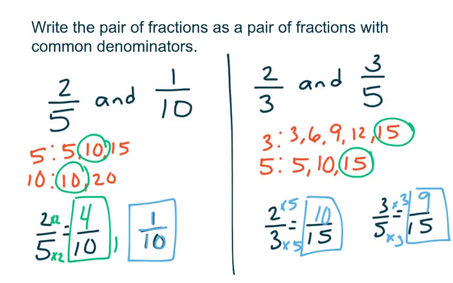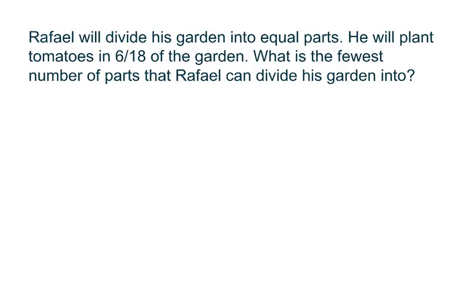The last thing we're going to look at real quickly are 2 word problems that I'd like for you to solve. Take a look at the first one. Raphael will divide his garden into equal parts. He will plant tomatoes in 6/18 of the garden. What are the fewest number of parts that Raphael can divide his garden into?